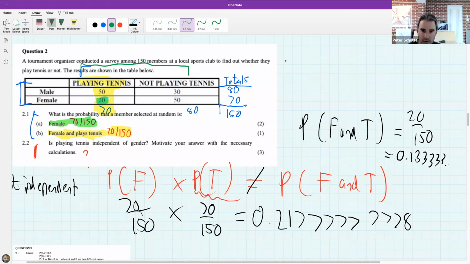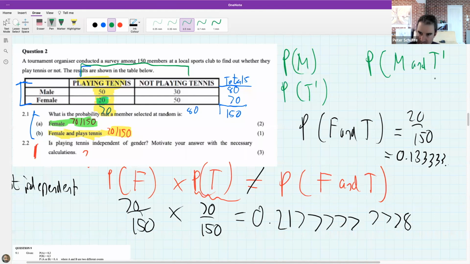So I could have chosen the probability of being male, then the probability of not playing tennis, right? So I'll call that T dash. And then I would also need to work out what is the probability of that. Now that would be a harder way to do it, but it would still be a valid way of doing it. Because I'm just choosing one from each of the categories, and then I'm choosing the intersection to compare them.